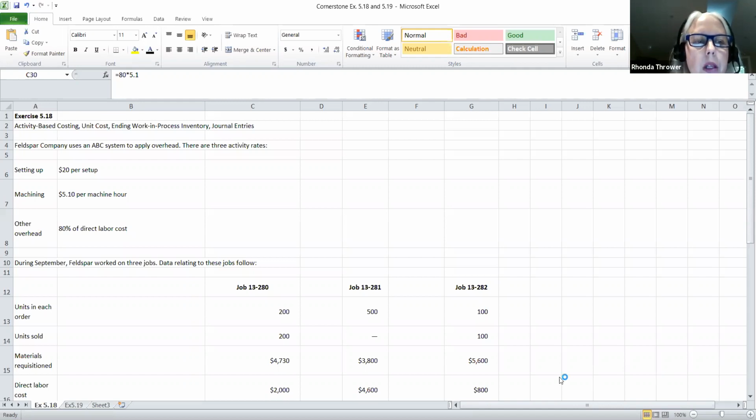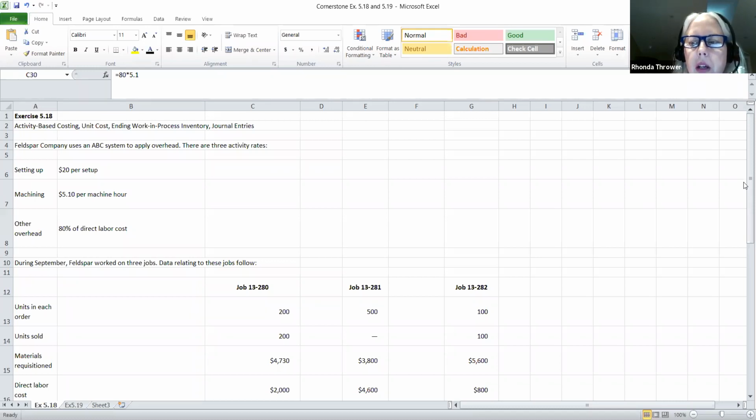And so we're looking at exercise 5-18, and we're going to be the Feldspar Company, and we're going to be doing activity-based costing to apply our overhead. The types of activities that we're going to be applying overhead to are setup activities, machining activities, and other overhead.